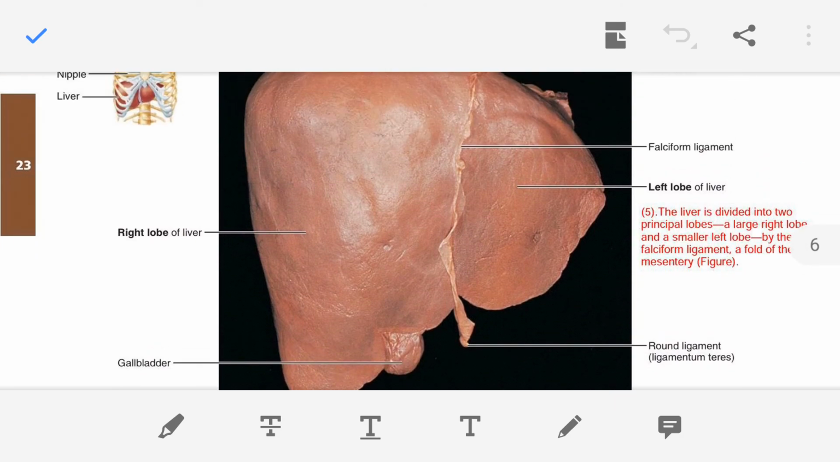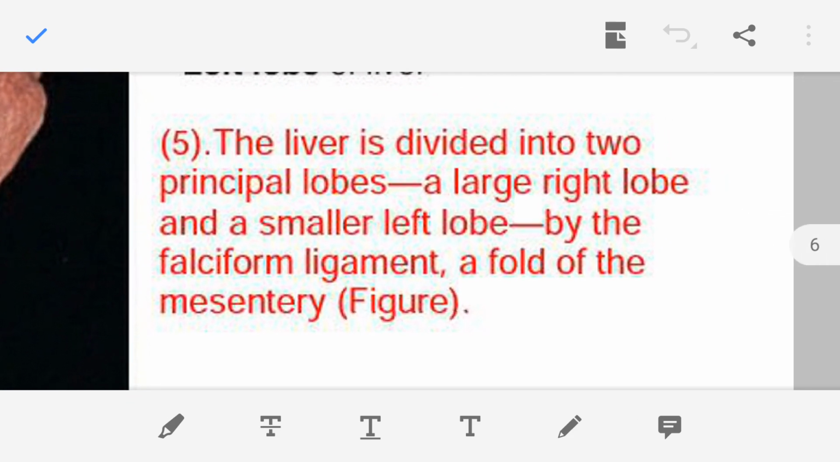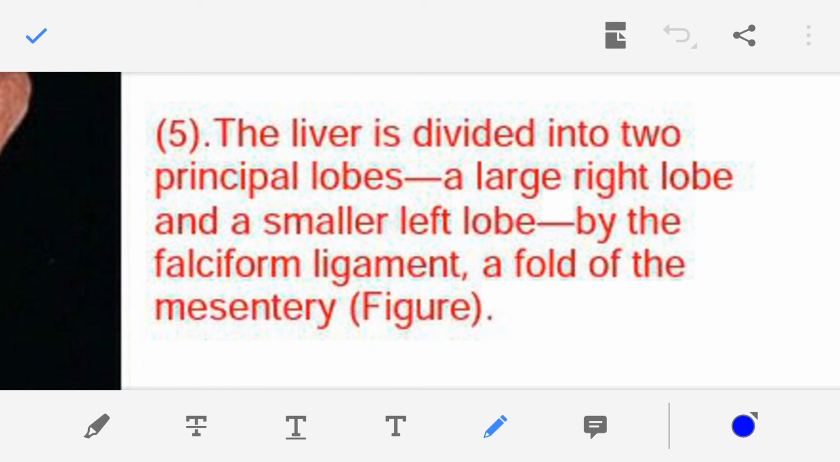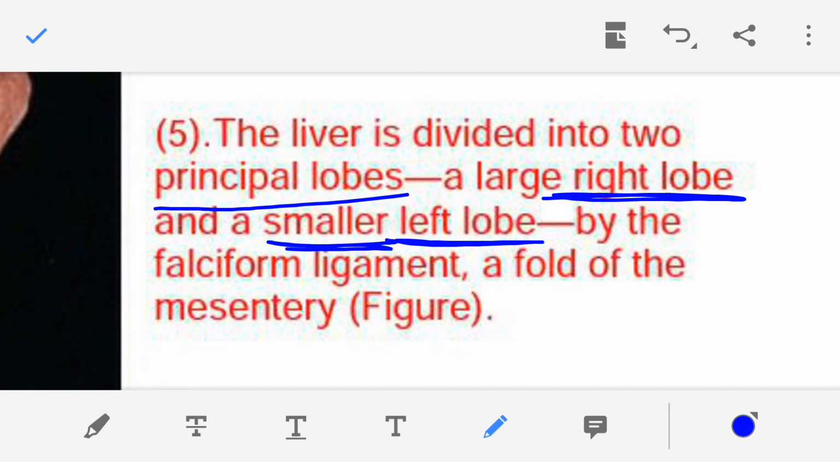Now the fifth point, the division of liver. The liver is divided into two principal lobes. One lobe, the larger one, is the right lobe, and the smaller is the left lobe.